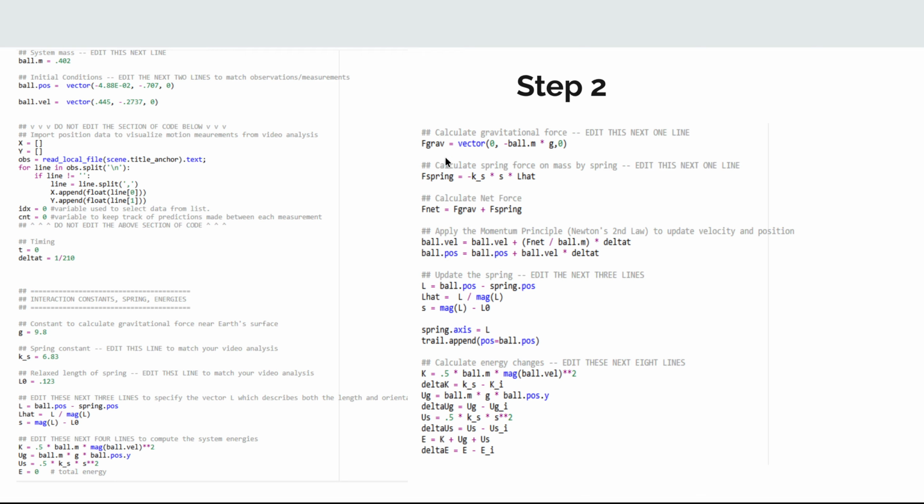F grav is just mass times gravity, and the spring force is just negative K times S times L hat, and then the net force is just all of the forces together. And then I put here the update velocity and update position formulas, and these 3, L hat and S, were again from the pre-lecture videos. And then this is again putting the equations in, and to find the change, it's just the final minus the initial. And for E, again, it's kinetic plus gravitational potential plus spring potential energy.